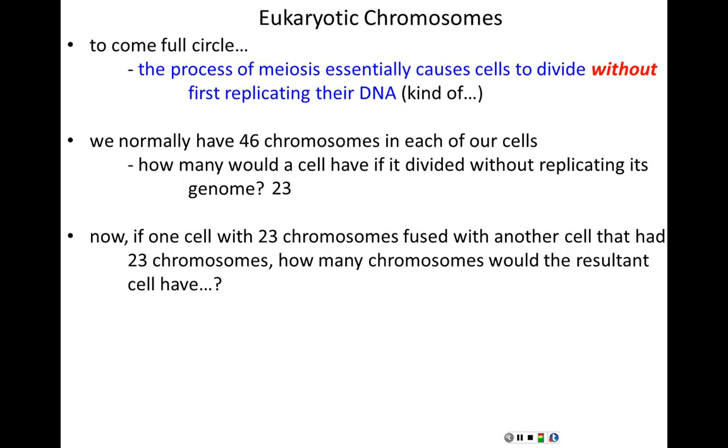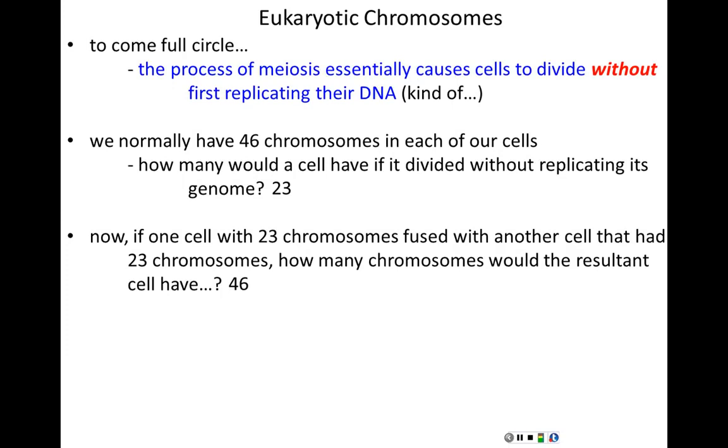Now, if I take one of my 23 chromosome cells and I fuse it with one of my wife's 23 chromosome cells, how many chromosomes does that new cell have? Well, 23 from me, 23 from my wife, 46 total. There is the new human being. We've reconstituted the 46 chromosome number.